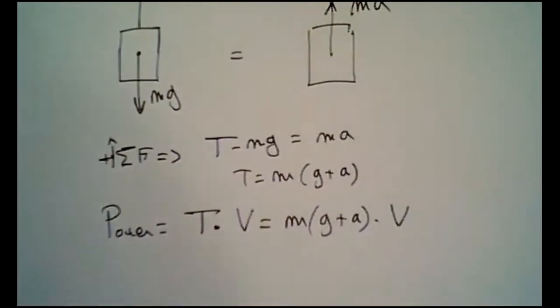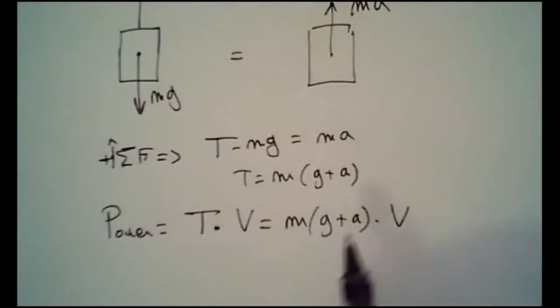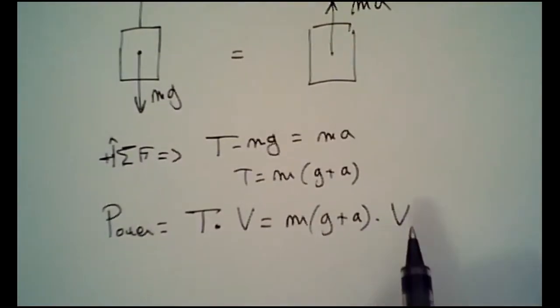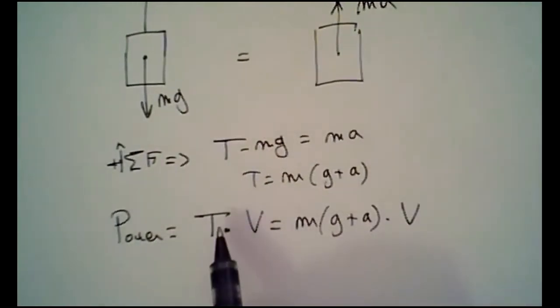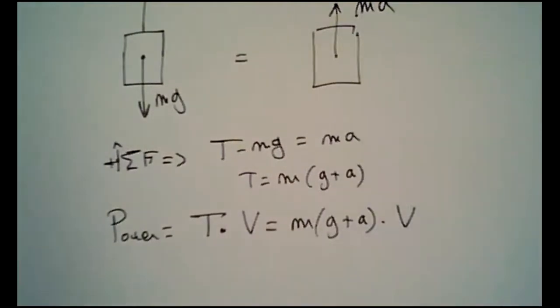All right, and the reason I'm saying this power is instantaneous is because you have that velocity term, right? So it's dependent on the current state of the elevator. If the elevator is not moving, then what is the power of this tension? It's zero, right? Because this tension is not causing that elevator to move. So in that case, the power of that tension would be zero.